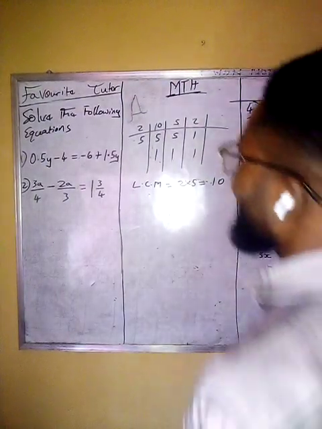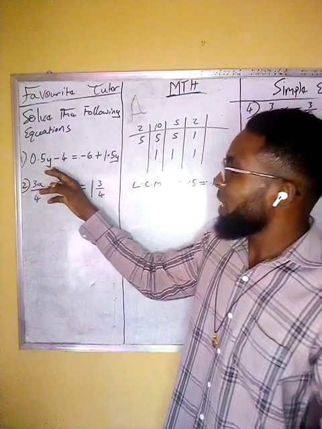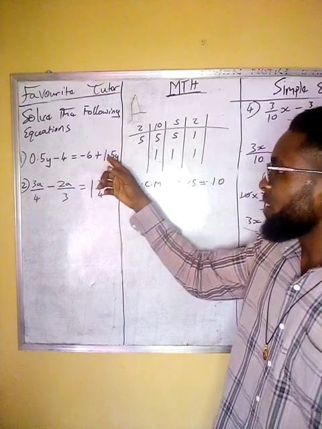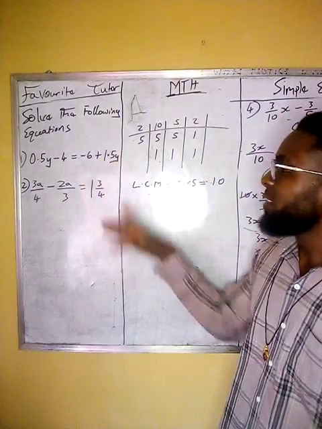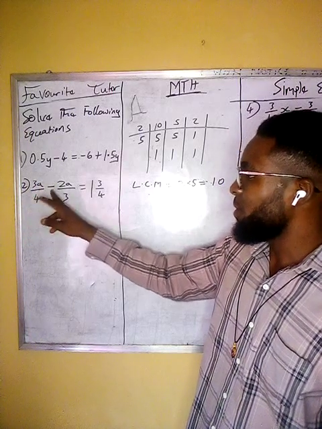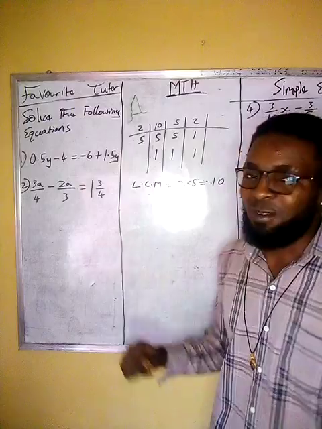Alright, this is the assignment. 0.5y minus 4 equals to minus 6 plus 1.5y. While the other one is 3a all over 4 minus 2a all over 3 equals to 1 over 3 over 4.